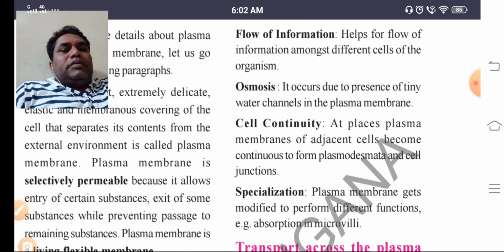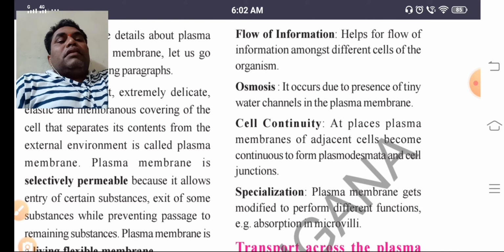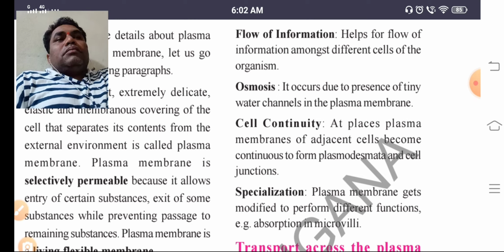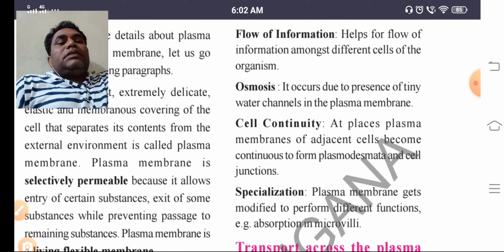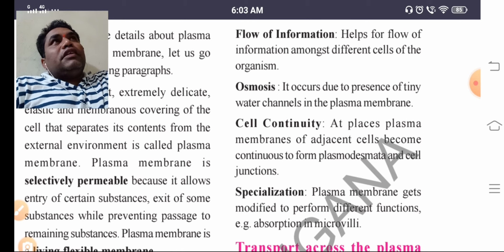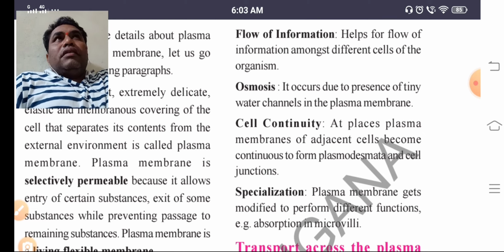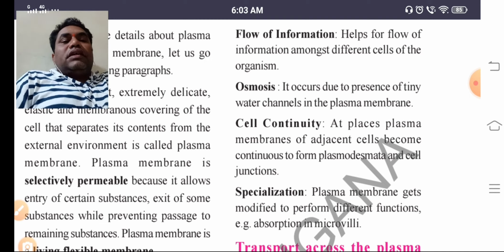Next, most important, osmosis. We already studied it by taking examples. It occurs due to the presence of tiny water channels in the plasma membrane. Cell continuity: plasma membranes of adjacent cells become continuous to form plasmodesmata and cell junctions. Cell to cell is connected by special structures, plasmodesmata, which are linked with the plasma membrane. So linking of cell to cell is indirectly through the plasma membrane. Here cell continuity occurs.